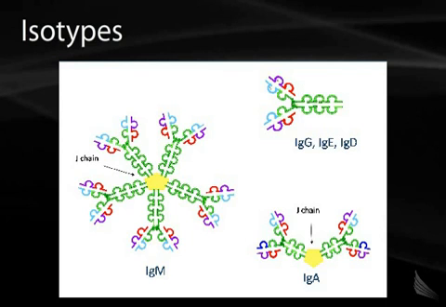IgA also utilizes the J chain, but instead of making a pentamer, it only makes a dimer. So IgA exists in dimer as it is secreted out into mucosal secretions. IgG, IgE, and IgD all exist in the serum as monomers, and therefore they do not utilize the J chain.